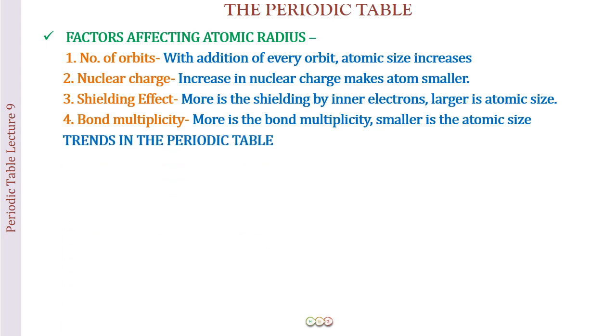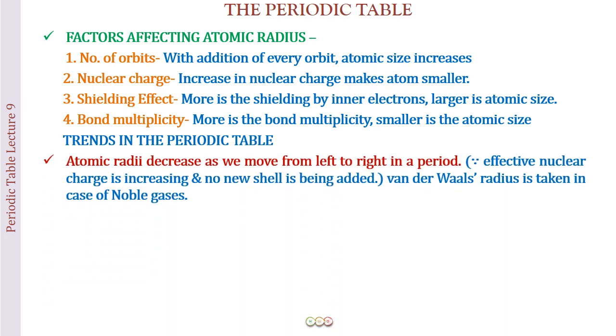So now let us understand what are these trends in the periodic table. We will be discussing the period first of all. Now in the period, what happens is the atomic radii decrease as we move from left to right in a period. And how do we understand this?